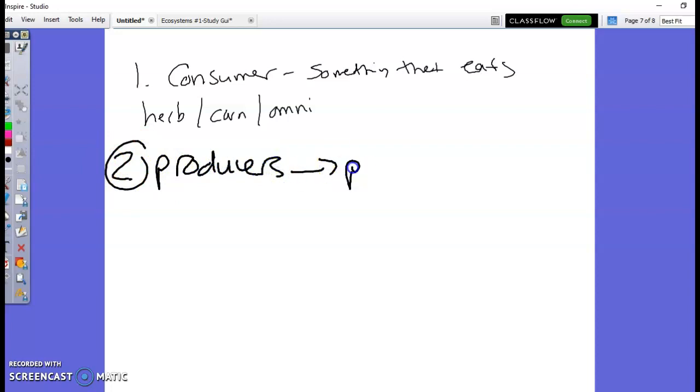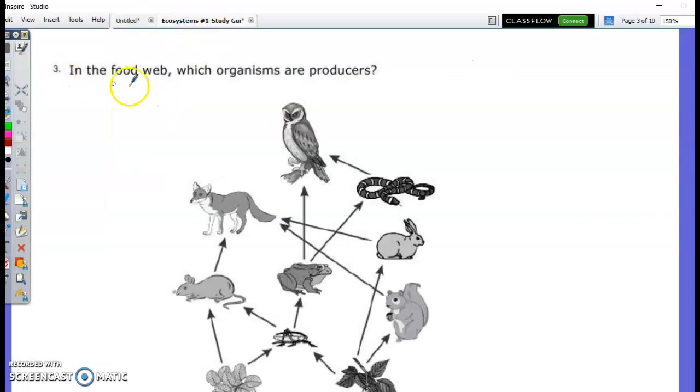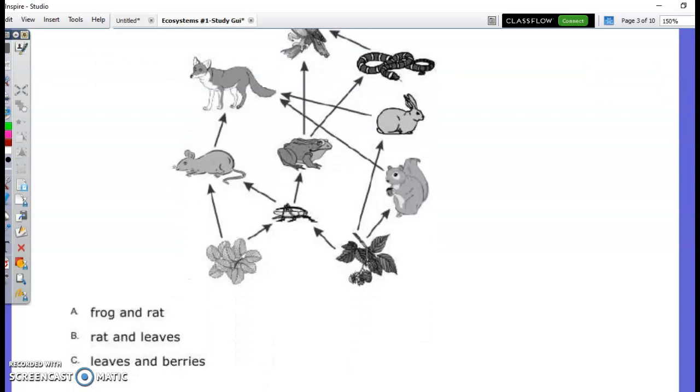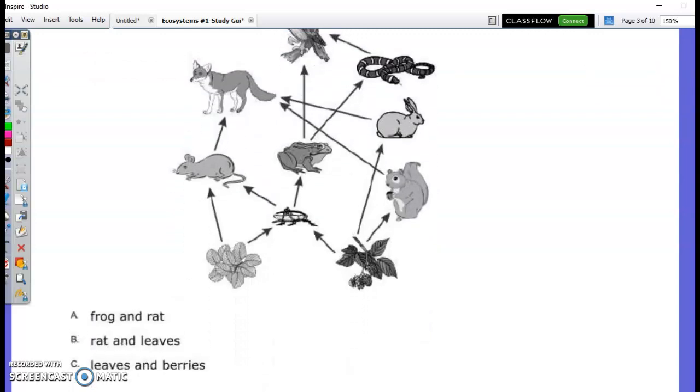Producers are plants. Producers make their own food. Right? Anything wrong about what I wrote? No, because I'm interacting with the test. In this food web, which are the things that make their own food? Well, I look down. Is it a frog and a rat?